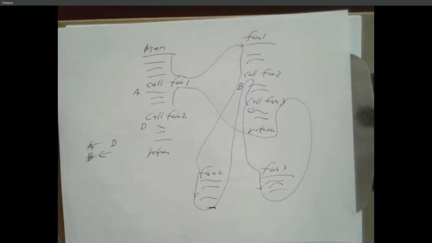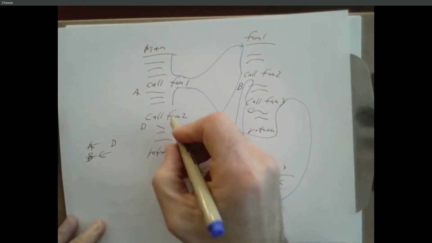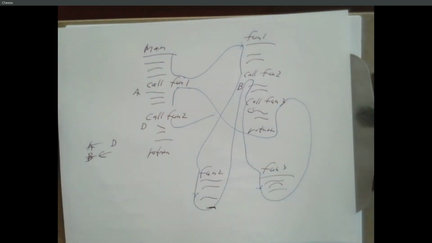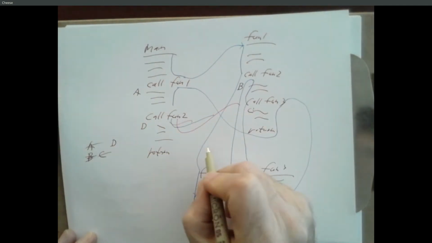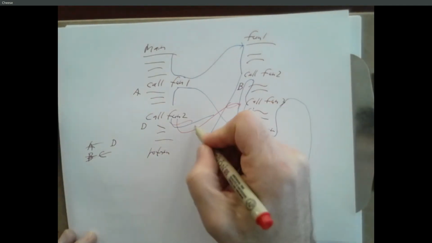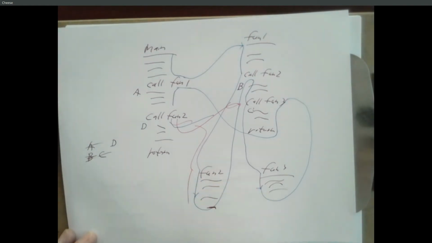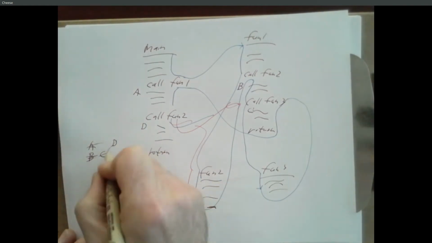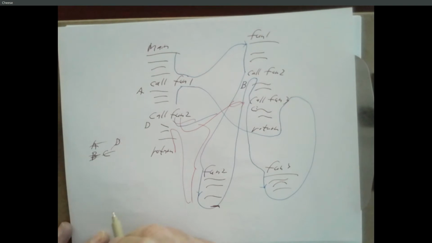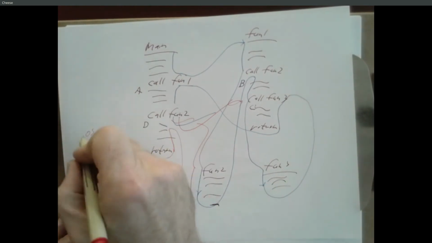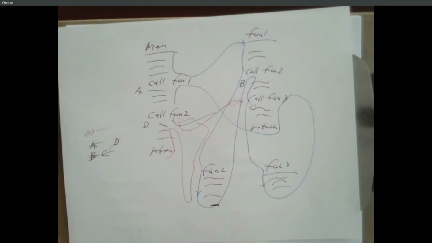Yep. So we'll come down here. I'll change colors. We'll come down here, call function 2. Down here, we get to the return statement. Where should we return to? We should return to D. So we come back here, and then there's a return statement. And our stack probably had something on here like the operating system location that we used when we called our main program. So this returns back to the operating system now.